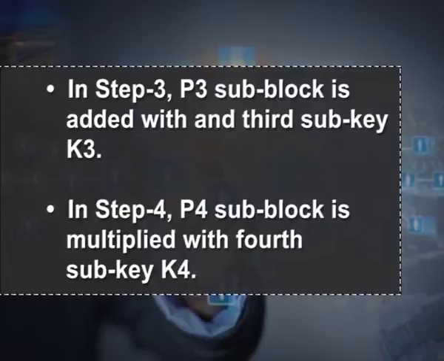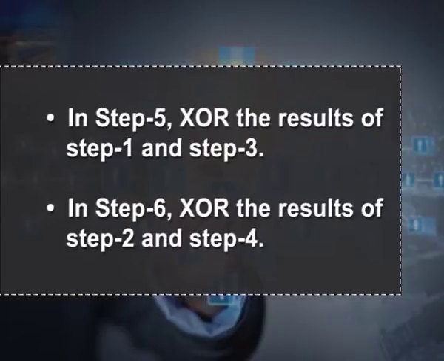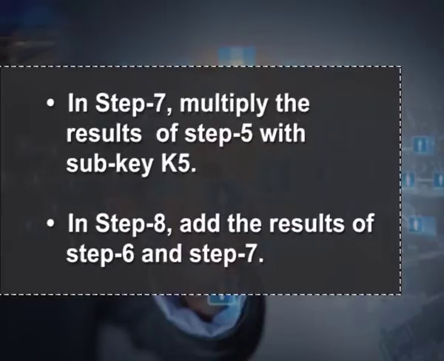In step 4, P4 subblock is multiplied with fourth subkey K4. In step 5, XOR the results of step 1 and step 3. In step 6, XOR the results of step 2 and step 4. In step 7, multiply the results of step 5 with subkey K5.